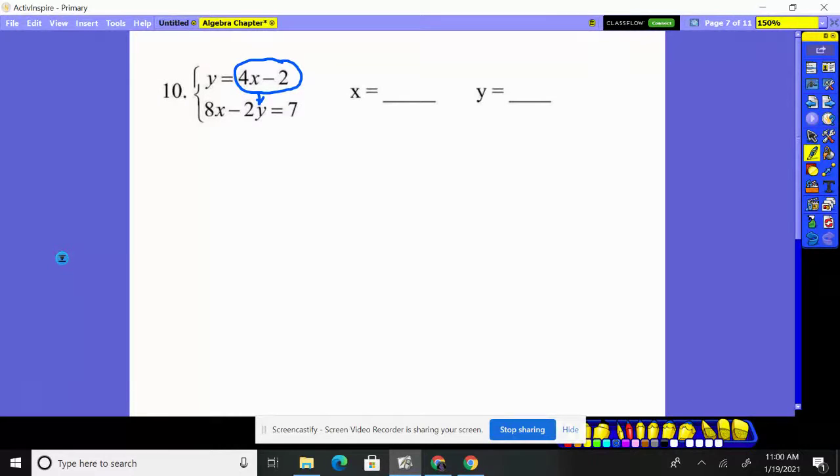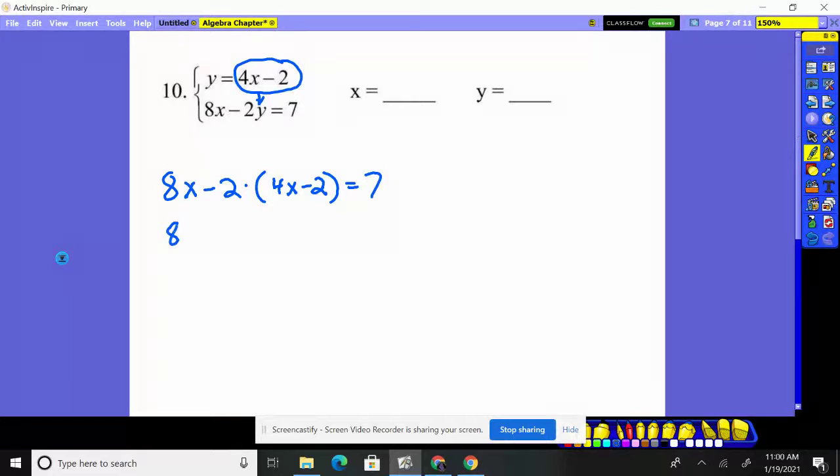And in this case, the y is right there. So it's 8 times x minus 2 times whatever y is. Well, we said y is 4x minus 2. Now it's several pieces, so I've got to put it in parentheses, equals the 7.